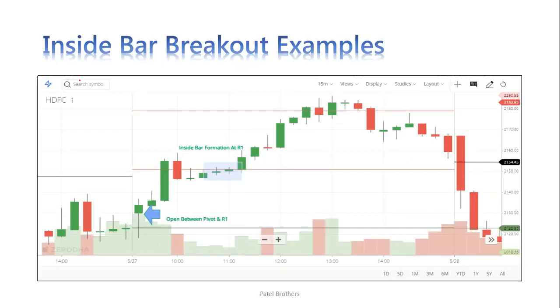We love HDFC. We don't like HDFC Bank for this. HDFC, Axis Bank, Tata Steel and Hindalco.